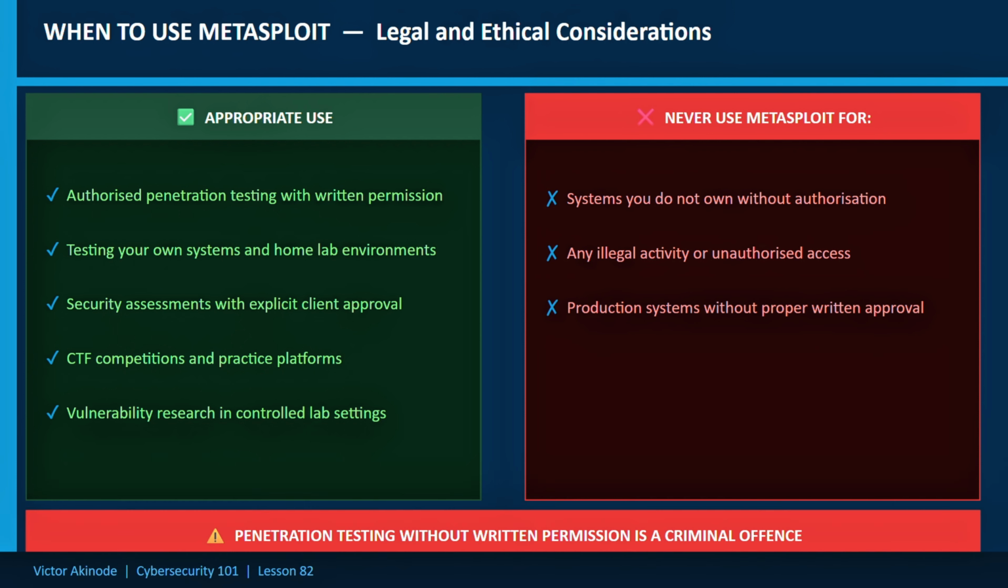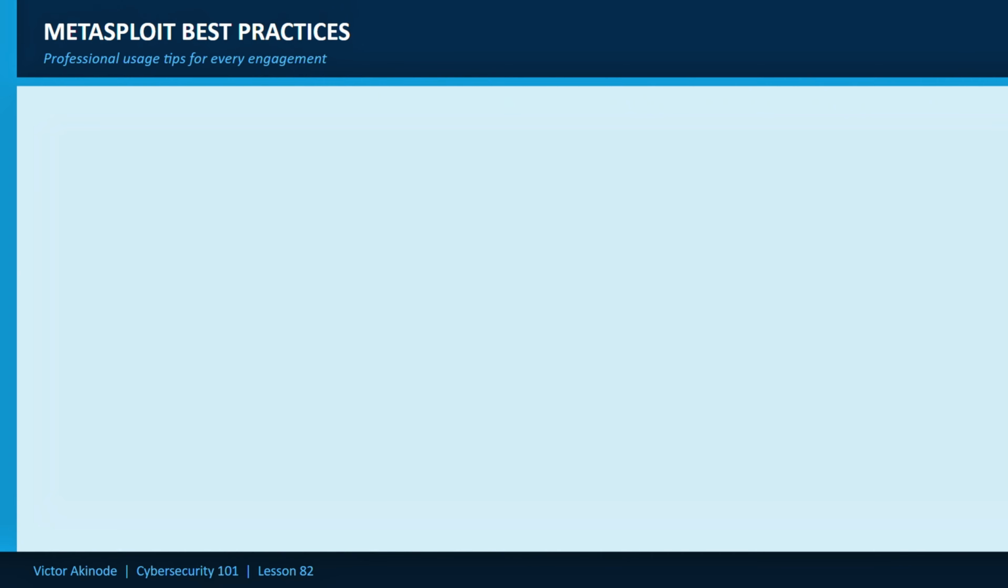And here is the critical requirement. Always get written authorization before testing. The scope and boundaries must be clearly defined. You need to understand the legal implications in your jurisdiction. Penetration testing without permission is a crime in most countries. You can face serious criminal charges and civil liability. And I want you to know that just because you can exploit a system doesn't mean you should. Authorization is everything. Now let's cover some professional usage tips and best practices for Metasploit.